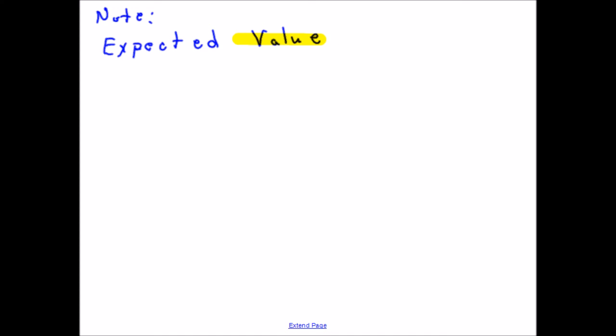This has the notation E. It also has the notation E of x as a function, but it's the same as the mean. The sum of the x's times their probabilities. It's like the mean. So it would be the same thing as calculating the mean. It's just a special circumstance when you're dealing with values.